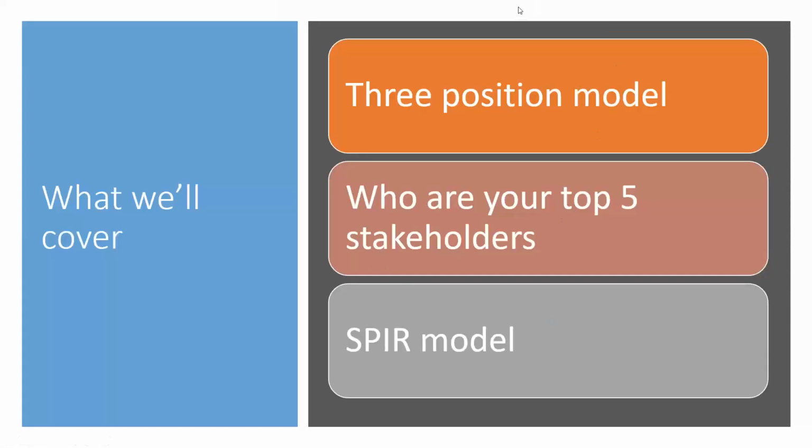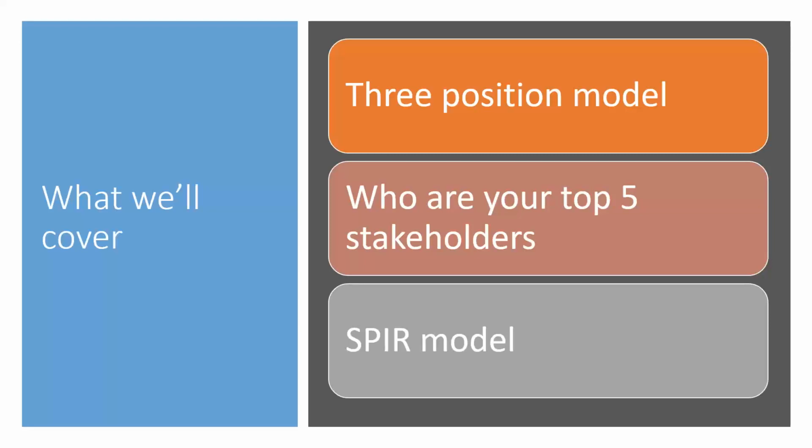So I guess there's three things that I'd like to do in the presentation. I wanted to talk about the three position model because I think it's a very useful model when we look at the whole concept of stakeholder management. So let's have a look at that. At the end of this presentation, what I'm hoping that you might do is to concentrate on your top 5 stakeholders and to get a handle on who they are and how you might build even better working relationships with those top 5 stakeholders, because I think that's critical to your success.